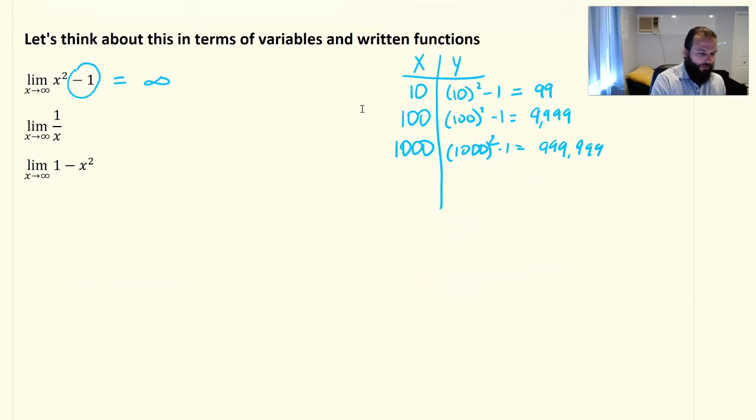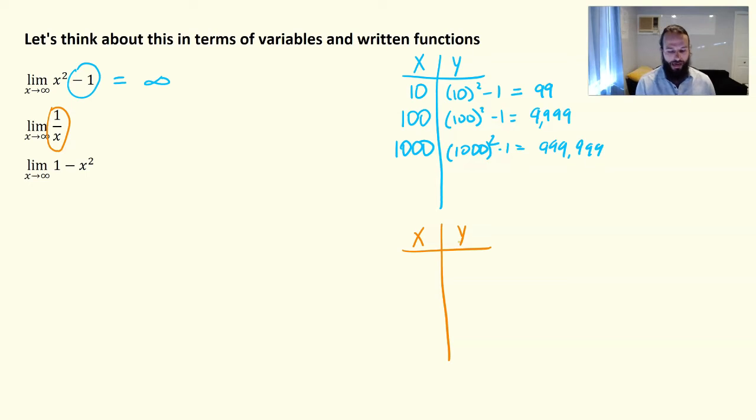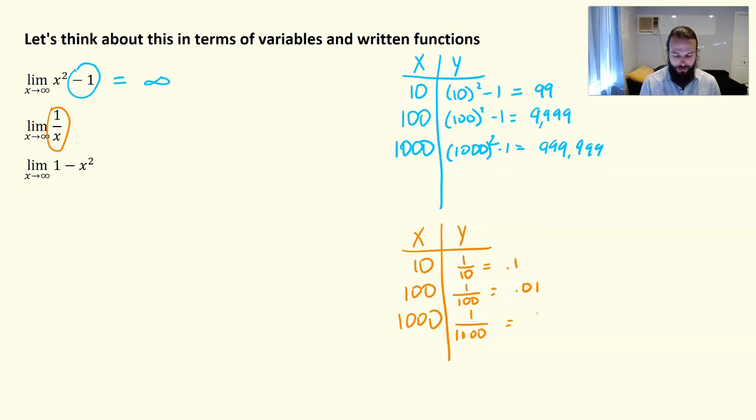Let's think about what happens when we have 1 over x. Now here, as x gets larger, what's going to happen to the 1 over x? So let's start with 10, 100, and 1000. If we have 10, then my output is 1 over 10, which is 0.1. If I have 100, my output is 1 over 100, or 0.01. If I have 1000, my output is 1 over 1000, which is 0.001.